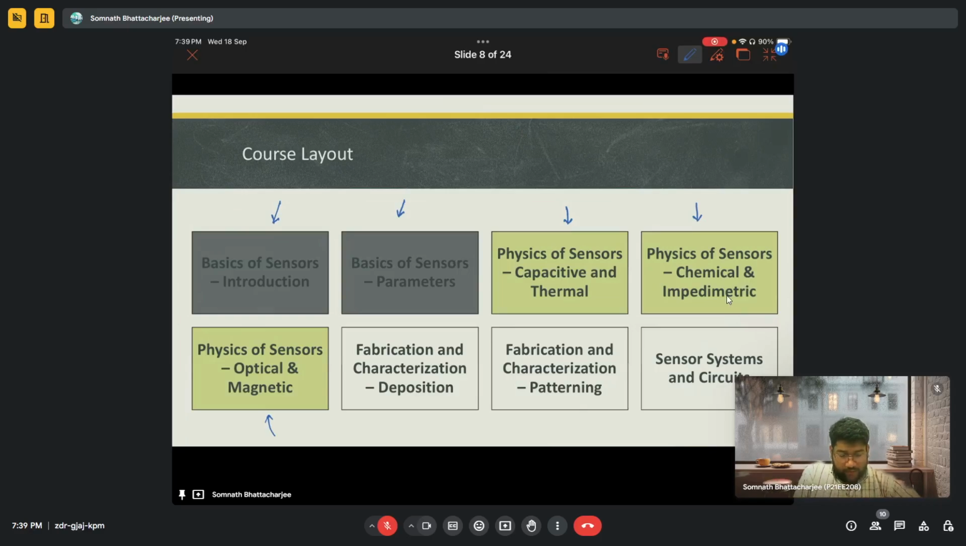In the third fractal, we learned about the capacitive and thermal types of sensors. In the fourth fractal, we learned about the chemical and impedimetric sensors. And in the fifth one, we learned about the optical and magnetic sensors.